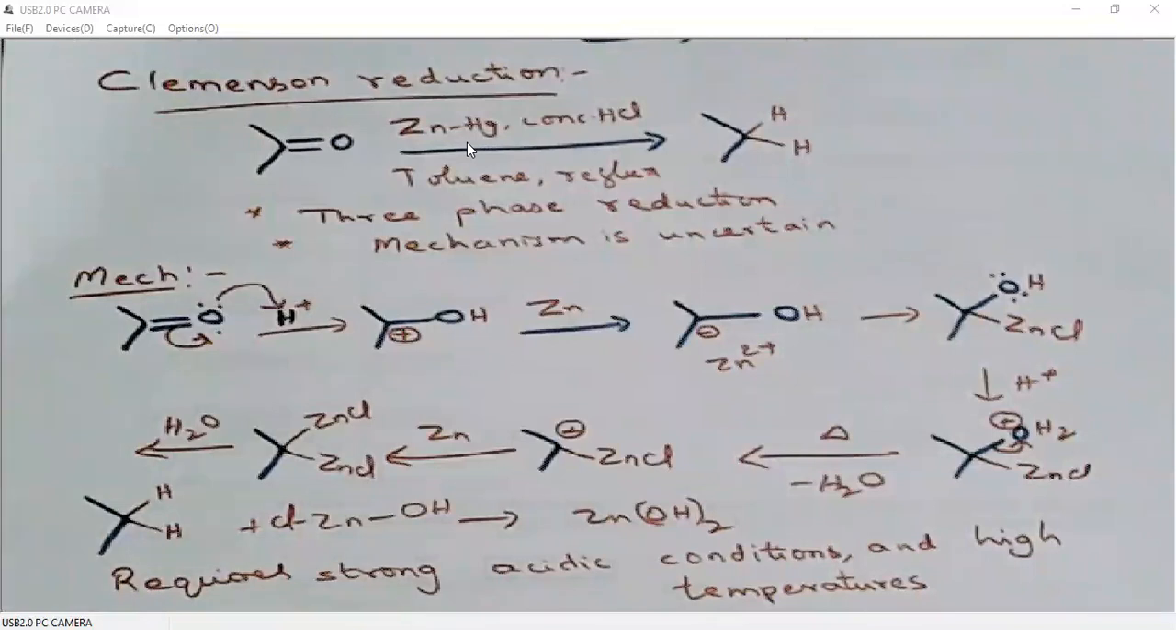Then if we have some acid sensitive functional groups like THP or alkoxy groups, then it is difficult to use Clemmensen reduction. Now we will see some examples on Clemmensen reduction, and then we will go to the next reduction.